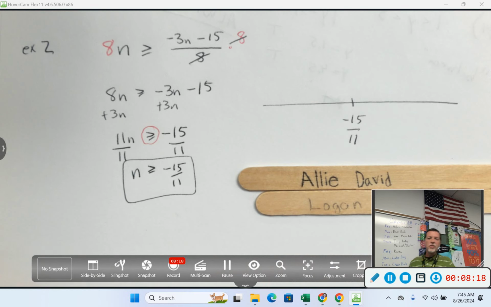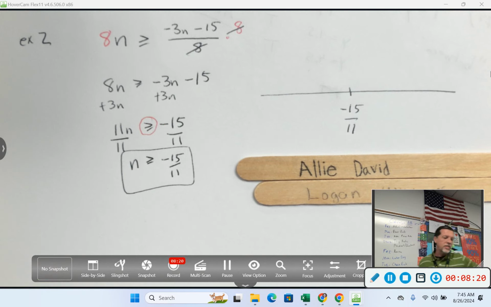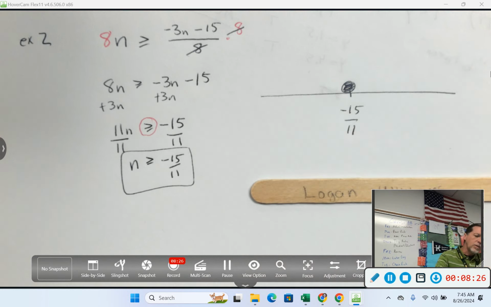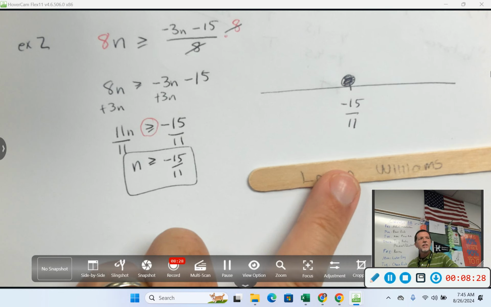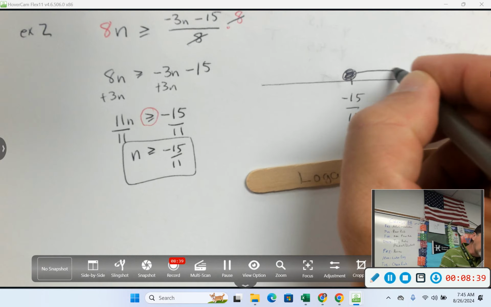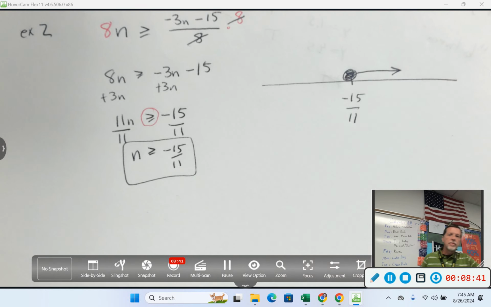Allie, do you want an open circle or a closed circle at -15/11? Closed. Why do you want a closed circle? Good, because it includes -15/11. And then, Logan, where are all the numbers that are greater than -15/11? Go to the right. Yes, all those would be over there. Solve it and graph it.